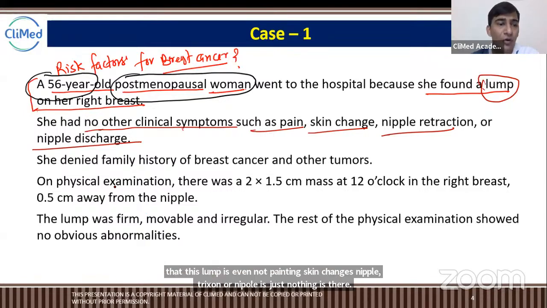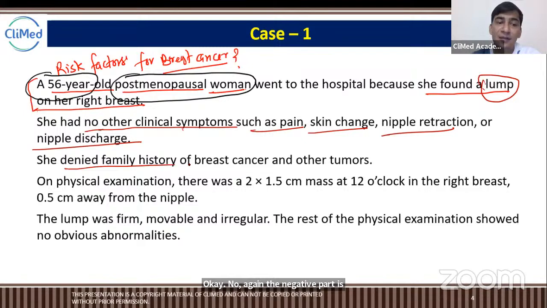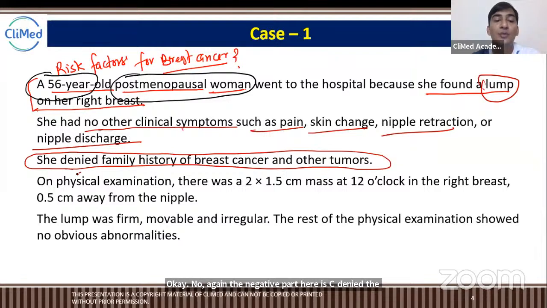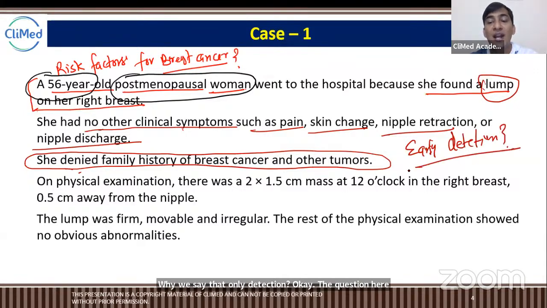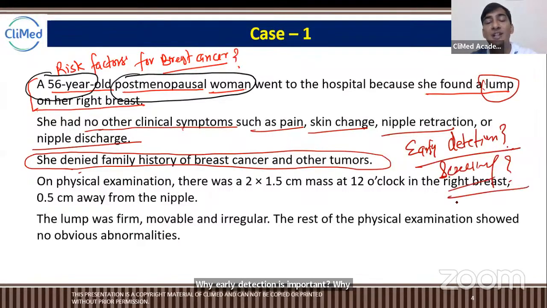Now again the negative part here is she denied the family history of breast cancer or any other tumors. There was no breast cancer or other tumor in the family. So guys, again the question comes here: why early detection? I'm not asking you, I'm telling you this is a general question. Why early detection is important, why screening is important for breast cancer.